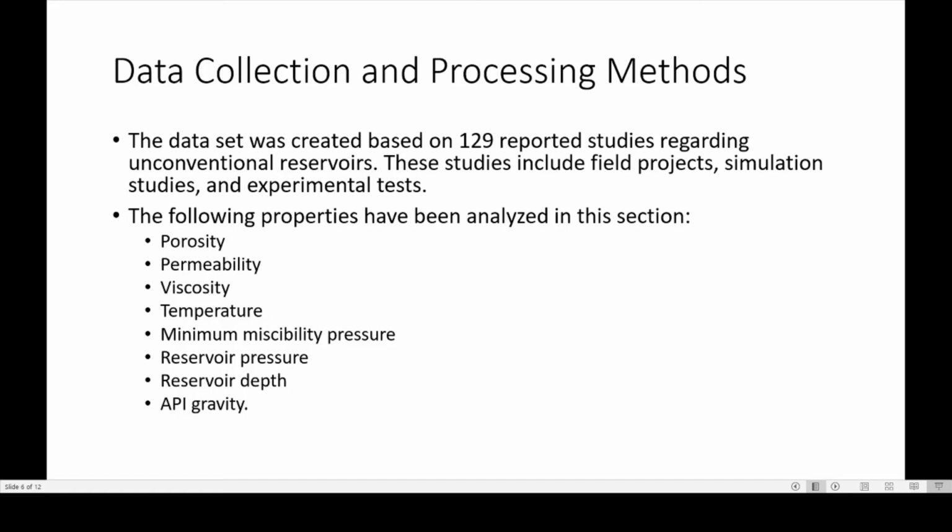The paper gives some detail on data collection and processing methods. The data set was created based on 129 reported studies regarding unconventional reservoirs. This includes field projects, simulation studies, and experimental tests. The following properties have been analyzed in the section: porosity, permeability, viscosity, temperature, minimum miscibility pressure, reservoir depth, and API gravity.